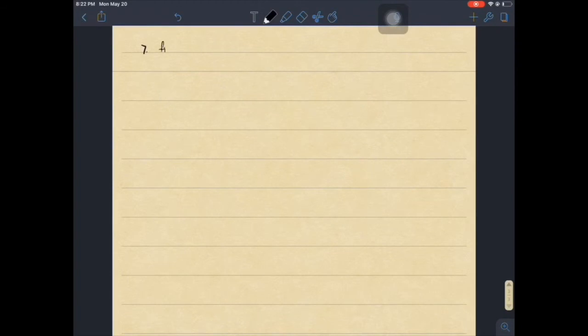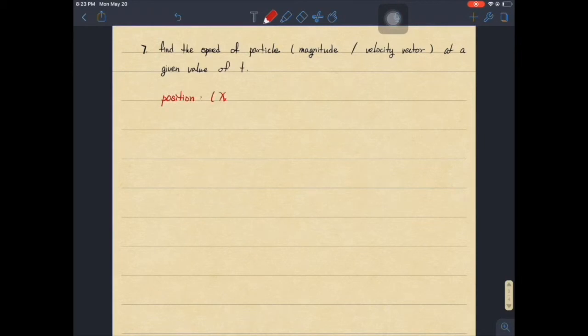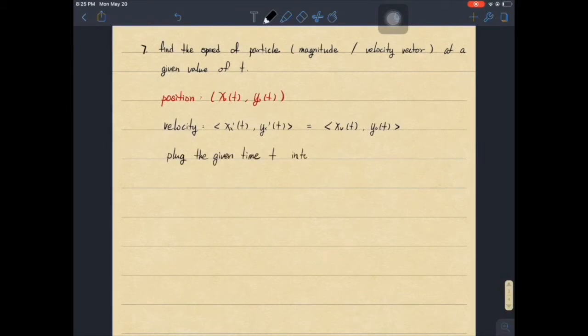The seventh type of question asks us to find the speed of the particle at a given time of t. So to find the speed, we know the velocity function is always the first derivative of the position function. So we take the derivative of the position function and then get a velocity function. So to find out the speed of the particle, we plug the time t into the velocity function, and then we get the velocity of the particle in x and y components.